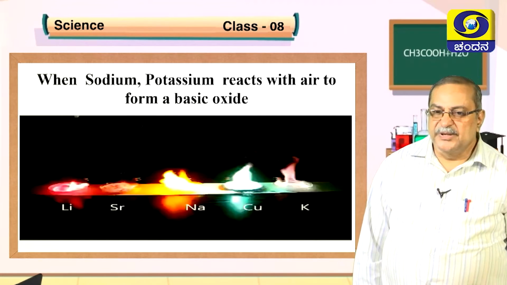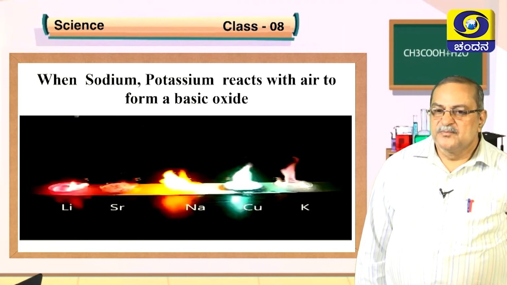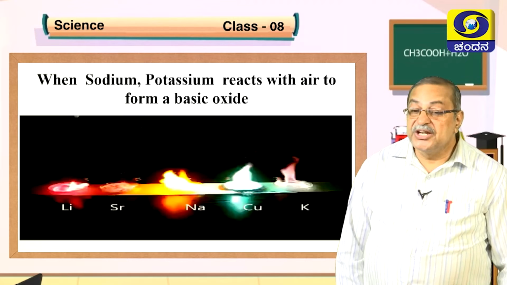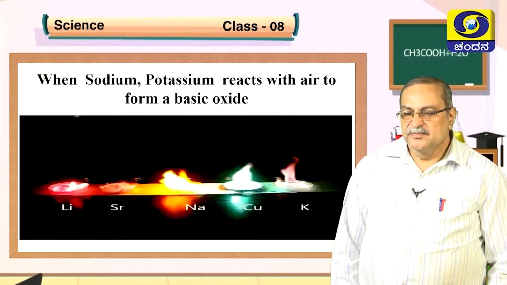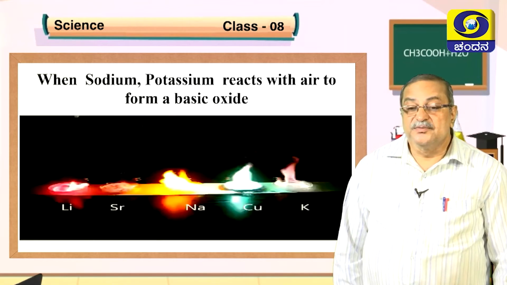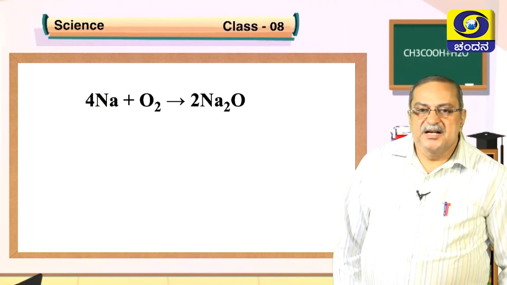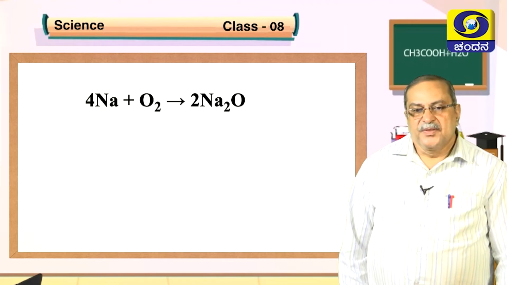Strontium, some pink in color. Sodium, yellowish red in color. Copper, it gives a bluish green color. Potassium is going to give a reddish white color. So they are going to produce different colors. Let us see some of the other reactions.